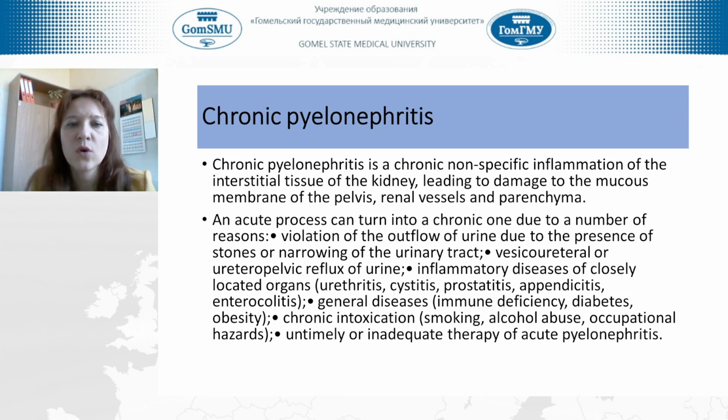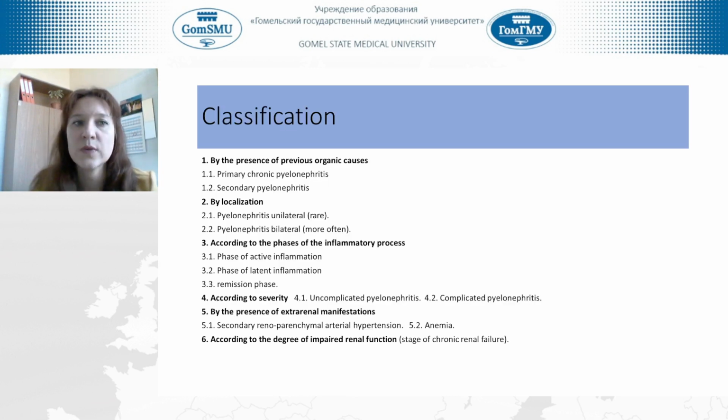Violation of the flow of urine due to the presence of stones and narrowing of the urinary tract. Vesicoureteral or ureteropelvic reflux of urine, inflammatory disease of closely located organs: urethritis, cystitis, prostatitis, appendicitis, enterocolitis. General diseases: immune deficiency, diabetes, obesity, chronic intoxication, smoking, alcohol abuse, occupational hazards, untimely and inadequate therapy of acute pyelonephritis.